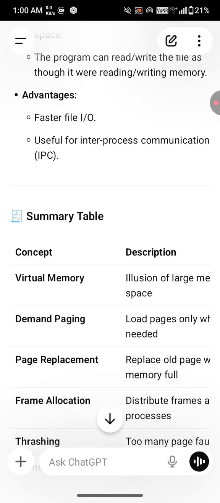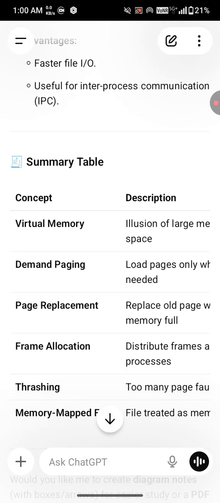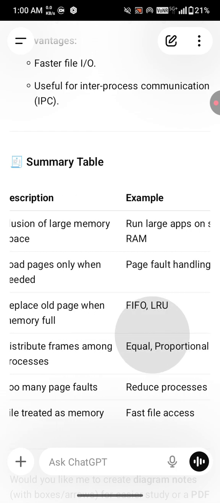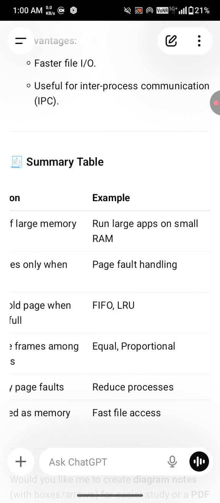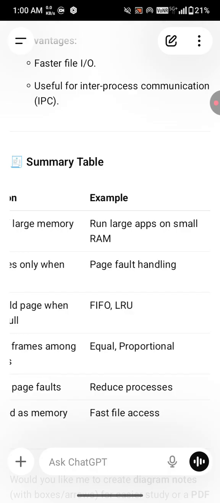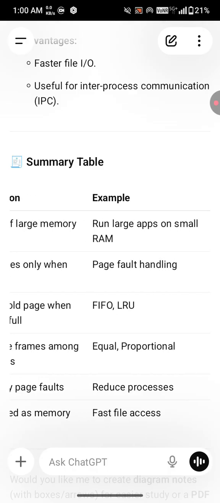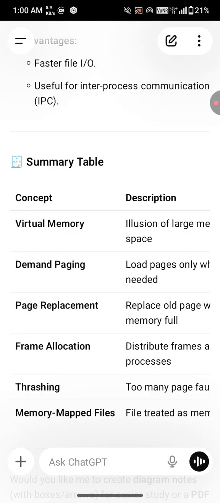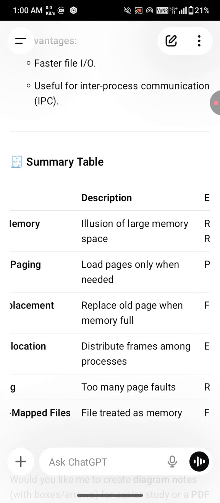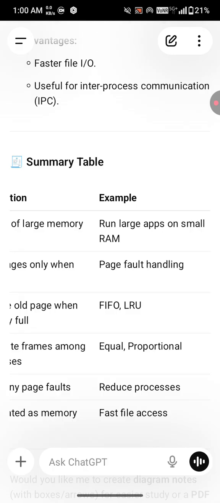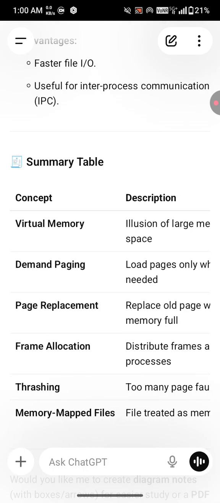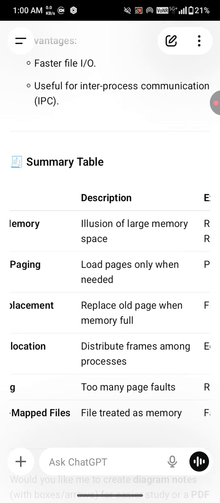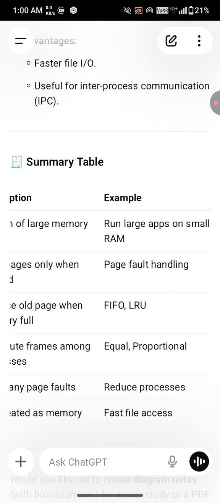So here is the summary table. Concept: virtual memory. Description: illusion of large memory space. Example: run large apps on small RAM. Demand paging: load pages only when needed. Page fault handling. Concept of page replacement. Description: replace old page when memory is full.